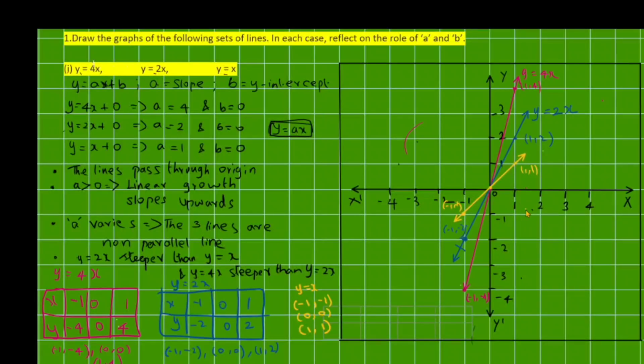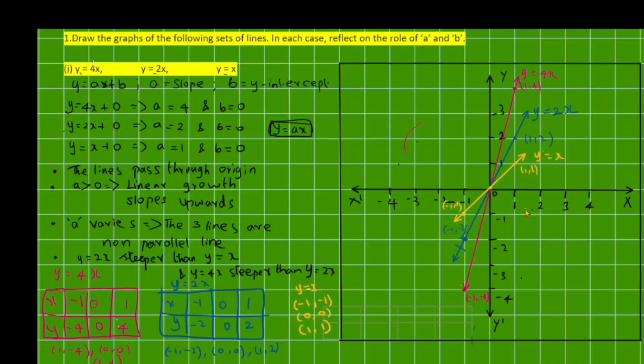What is the equation of this line? Y is equal to x. Now the steepness of this line is reduced from the previous two lines. So as a is reduced, the steepness also will reduce. Okay. Then look at the numbers here.